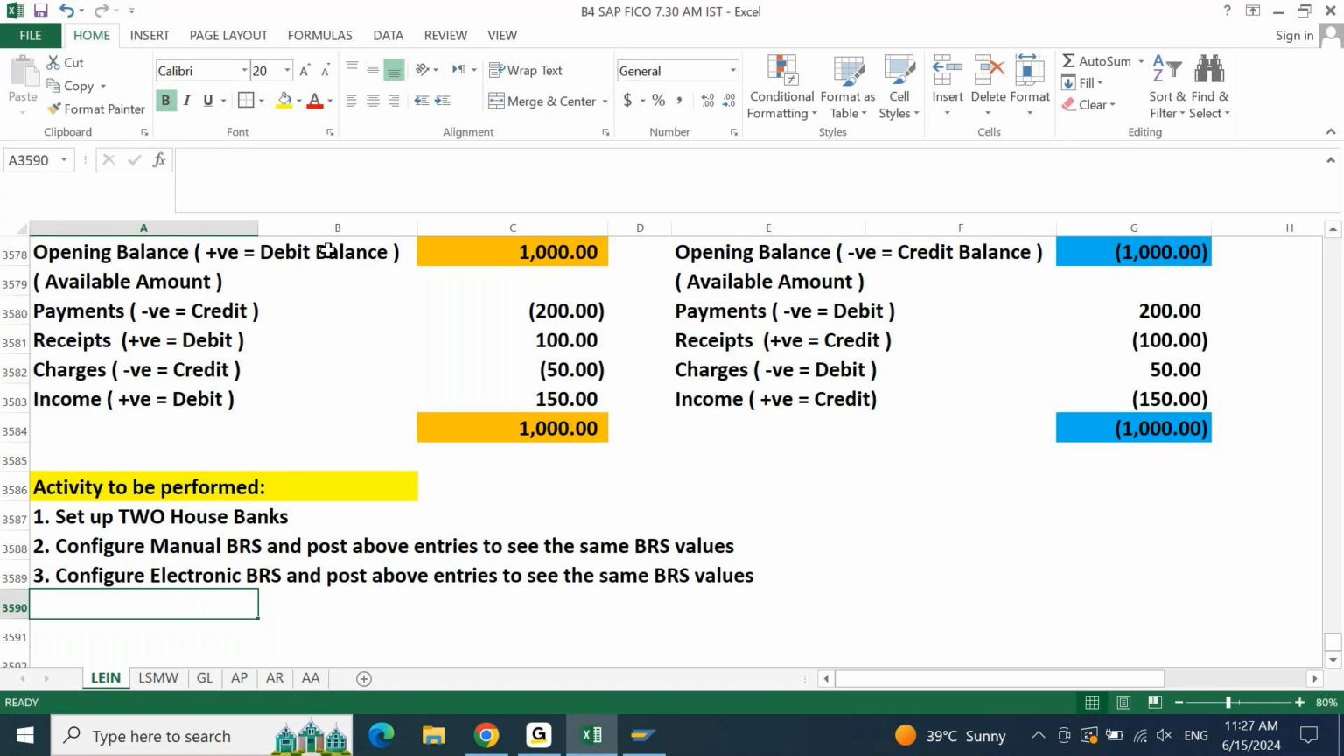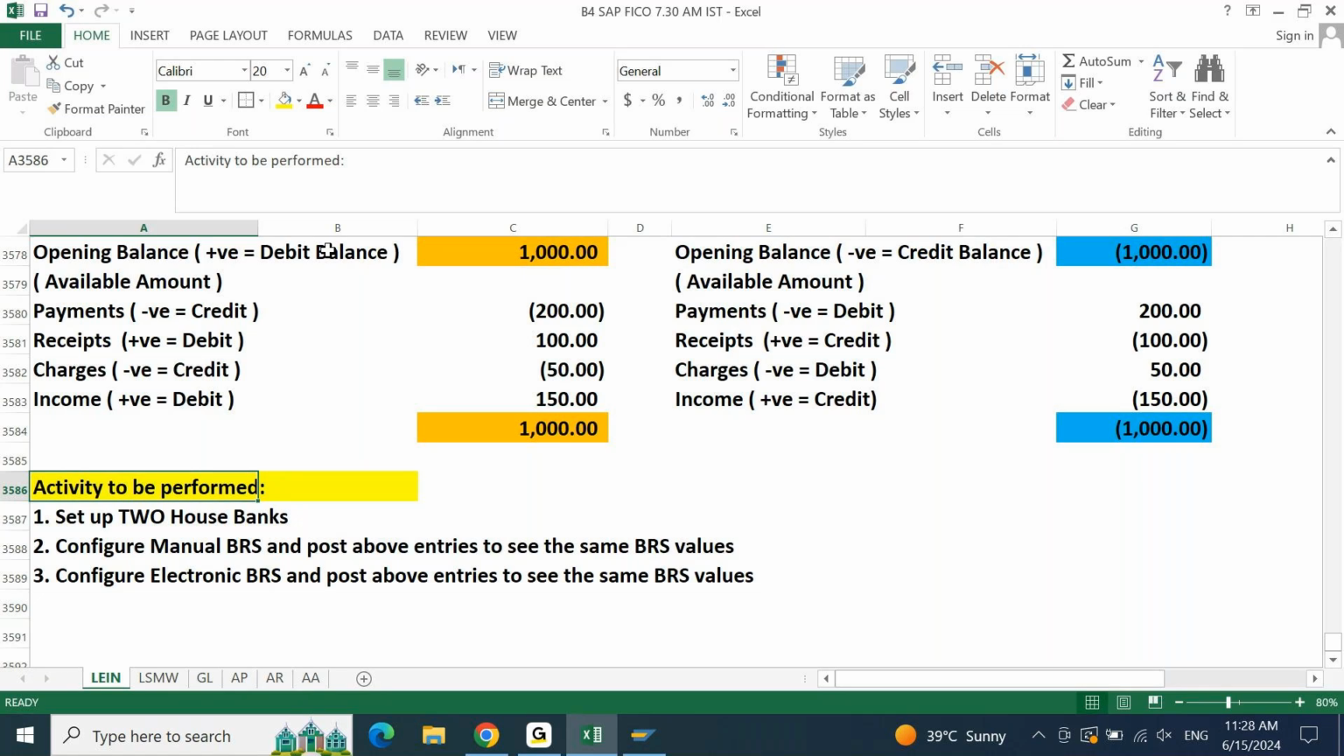Then any doubt or confusion you have will be eliminated. You'll have a clear understanding of how exactly BRS works. And when somebody asks you a question tomorrow in an interview, whether it is normal BRS, electronic BRS or EBRS, you will be able to explain how it works and on what basis you have to configure it, provided you are good at this logic. You're supposed to work on this. Once this activity is completed, we'll have a thorough understanding of it.